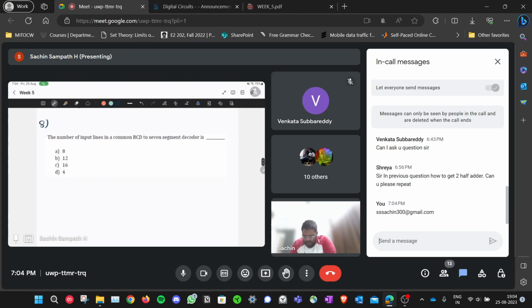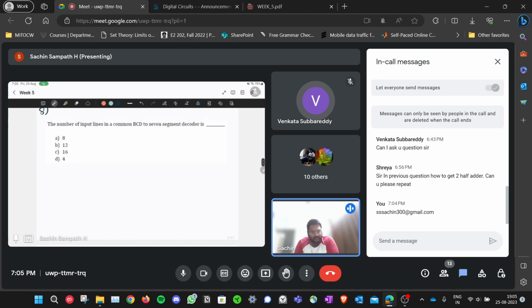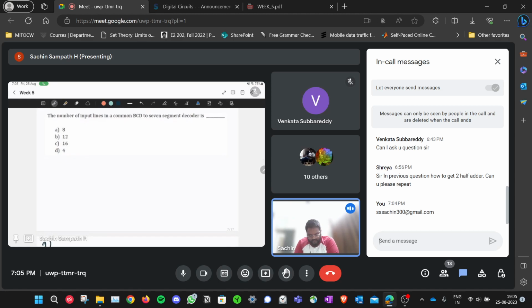D. Okay. Why is it D? A 7 segment display can only display from 0 to 9 if you have only one display. So you can only decode one BCD digit, one BCD number. So there are only four inputs.